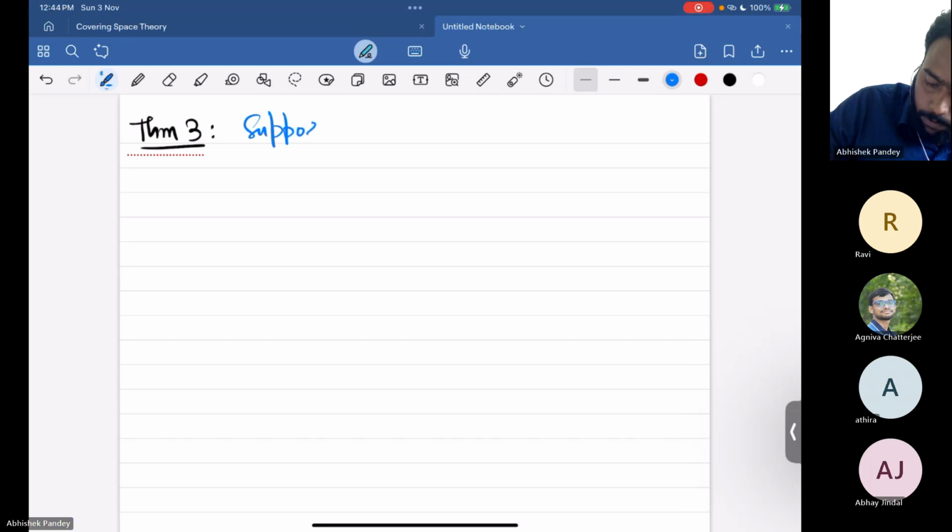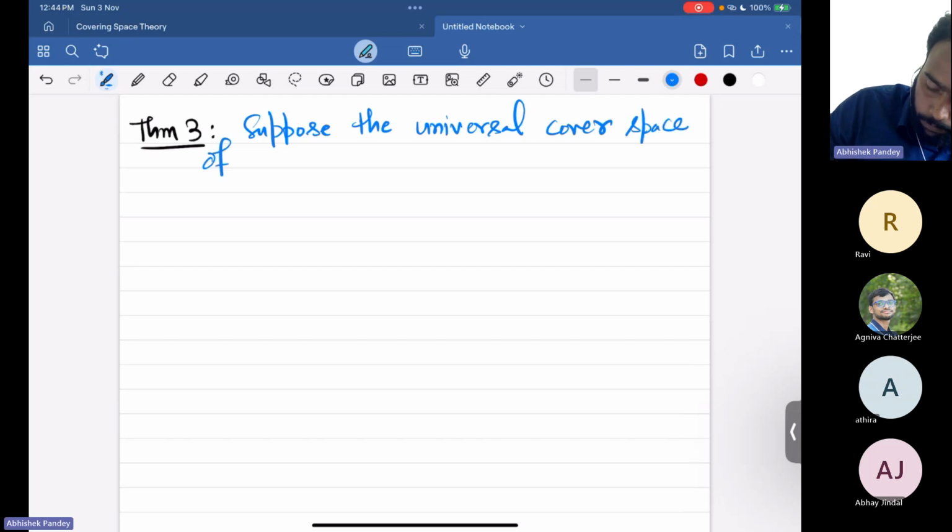Suppose the universal cover space of R is D. Okay, means now we are considering the Riemann surface whose universal cover is the unit disk. Okay, so here we have two cases.